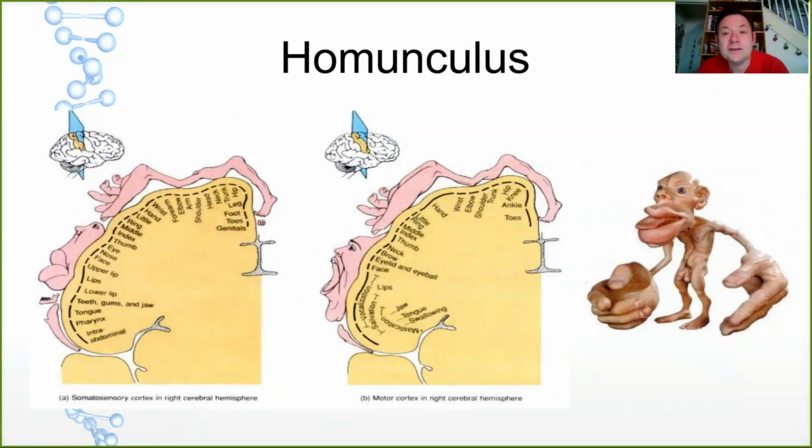Again, different parts of our body have a different amount of neurons devoted to them. So there's a huge part of the motor cortex responsible for our hands, our tongue, things like that, our mouth. Very small amounts are dedicated towards our feet and our lower back. We don't need to move them quite as intricately as we move our fingers and hands and mouth.